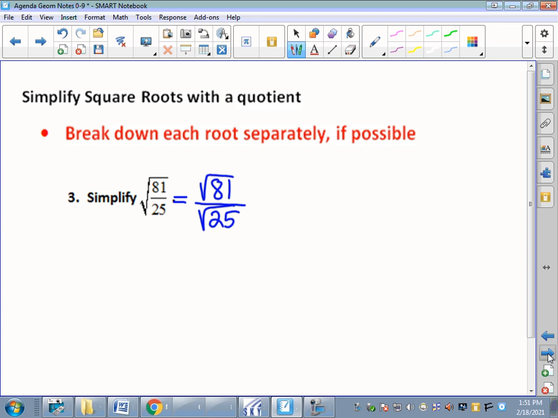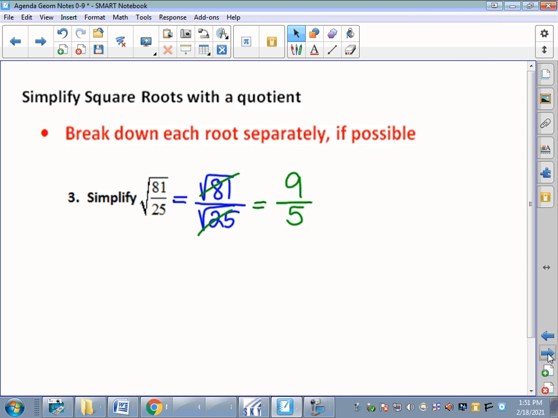So I'm just going to start by saying, is either one of these numbers a perfect square? So forget it's a fraction, just look at the numerator. 81, is that a perfect square? Why, yes it is, right? 9 times 9 is 81. So 9 is its square root. How about 25? I'm done with that problem. So you're allowed to break a fraction down into 2 separate square roots, numerator over denominator.